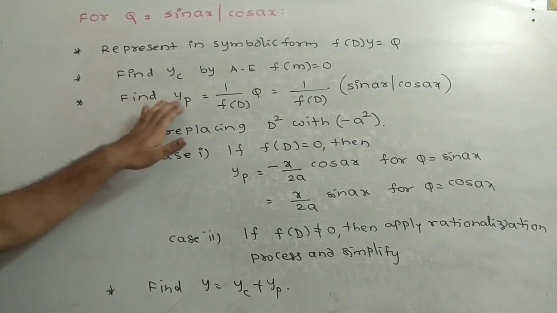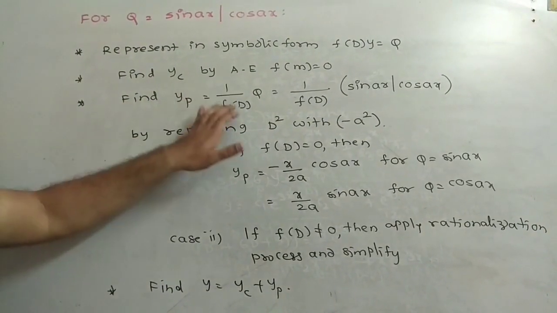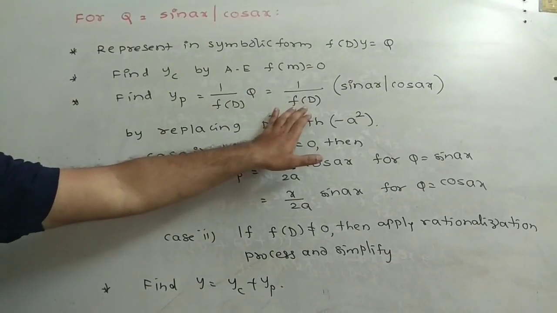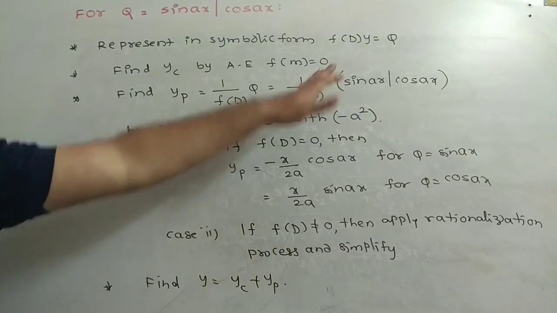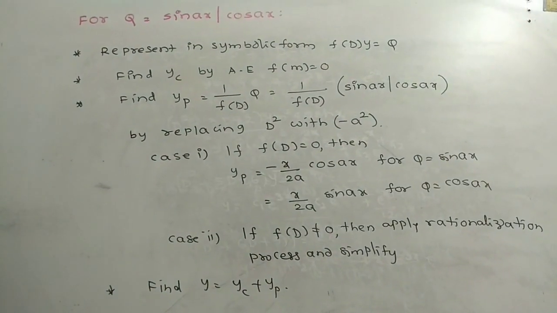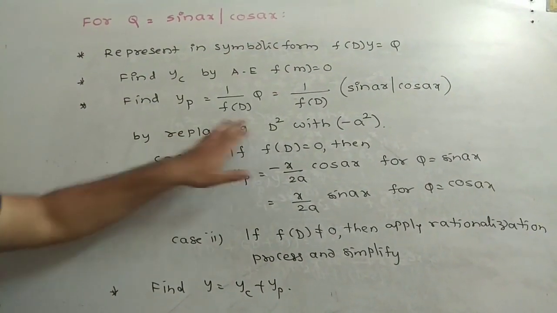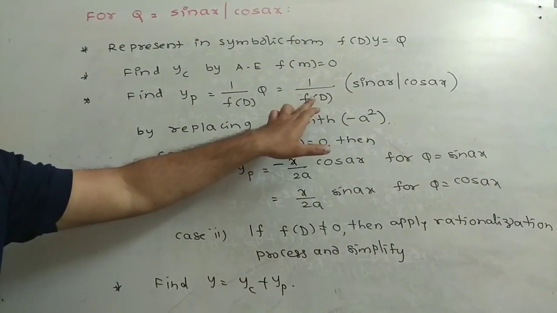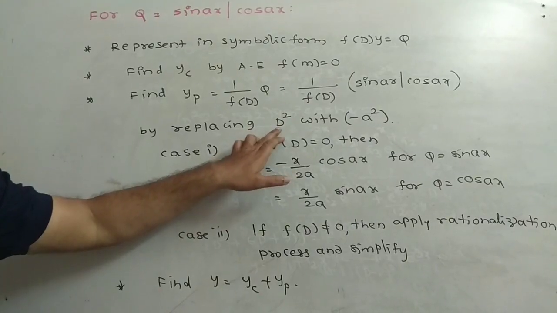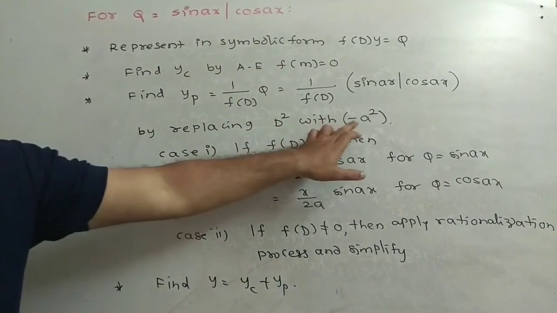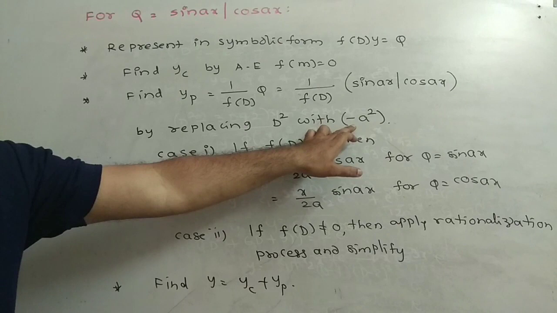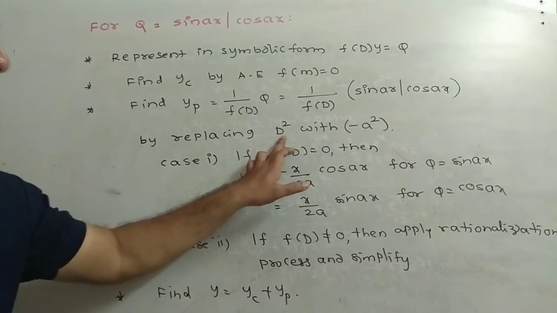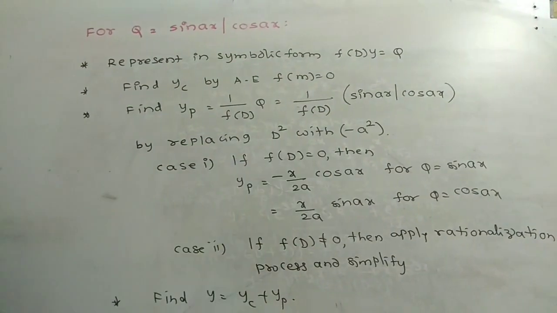Then you are calculating yp. The procedure is 1 divided by f of D of Q, that is equal to 1 divided by f of D, and Q means either sin ax or cos ax, by replacing D square with minus a square. Remember that in your f of D, wherever D square is there, it is replaced by minus a square. Remember, it is not minus a whole square, it is just minus a square. D square is only replaced by minus a square.